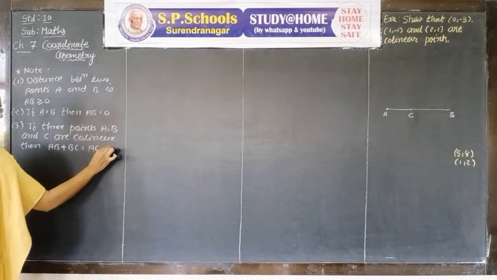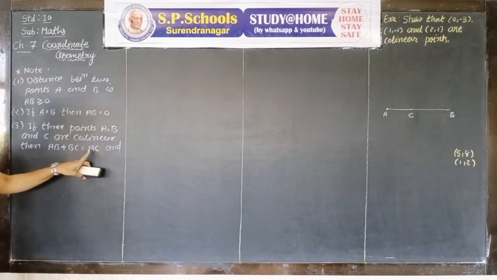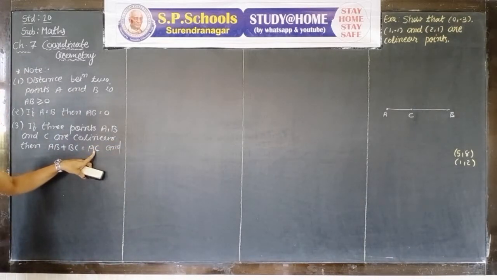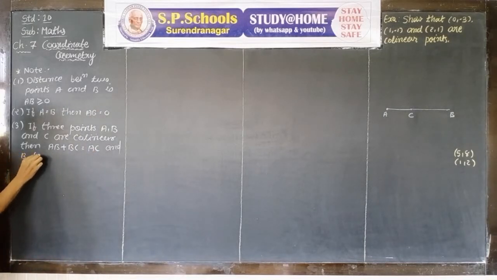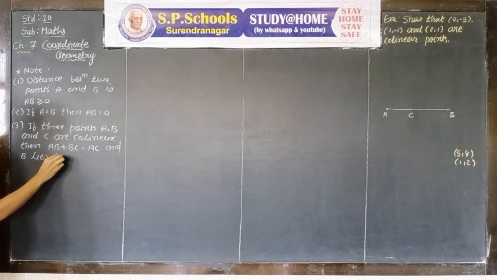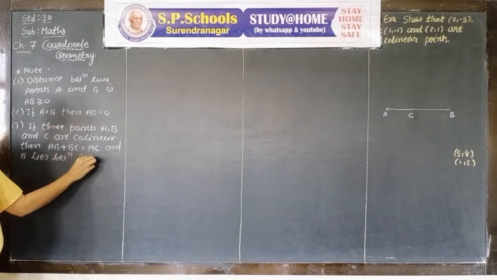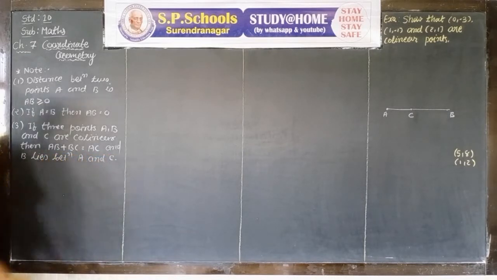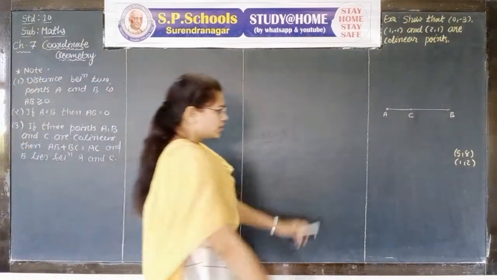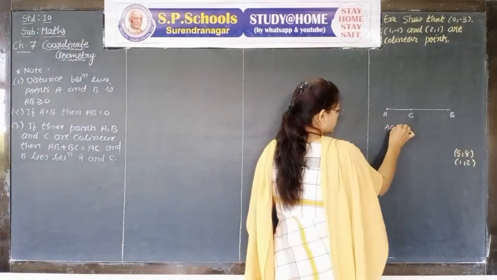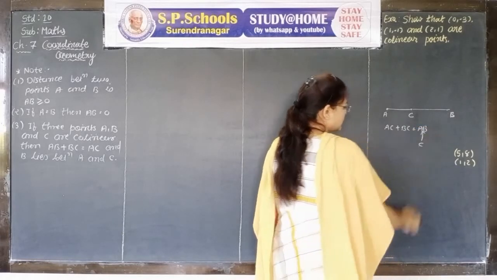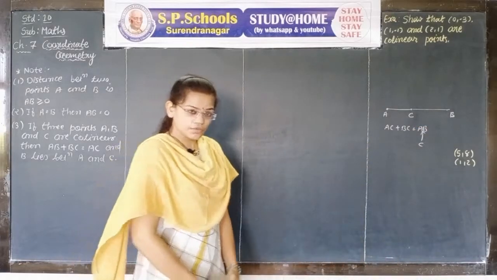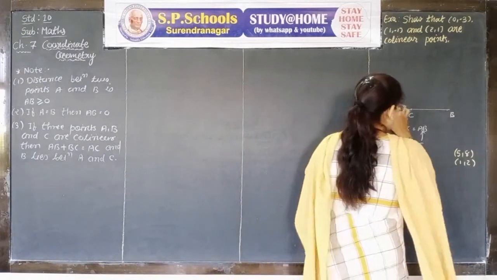And from this one, AC is here, B lies between the points A and C. It is the most important. In this one, the condition will be written as AC plus BC is equal to AB, and the point C lies between A and B, from the symbolic notation.